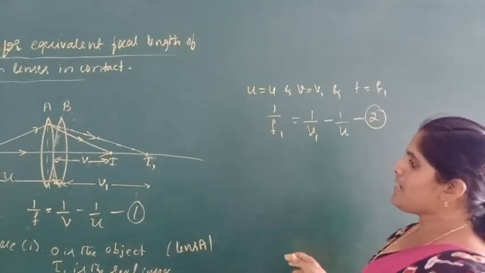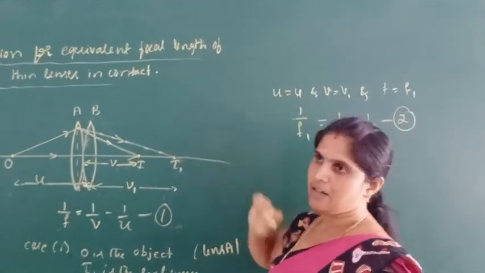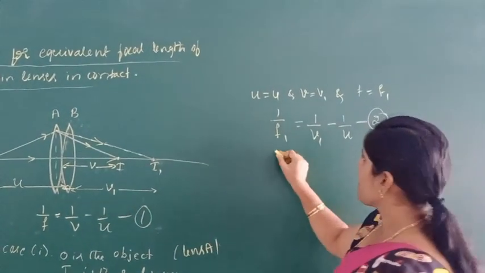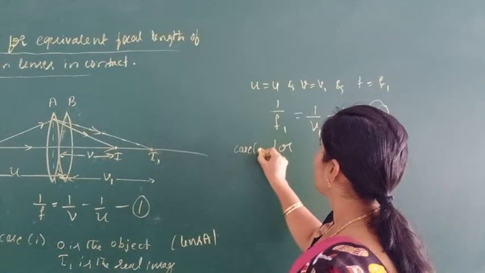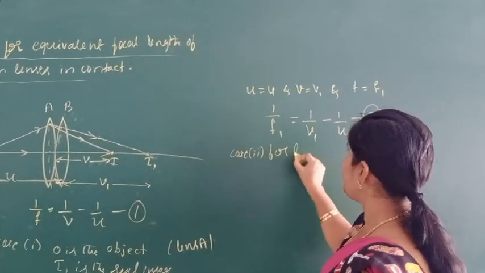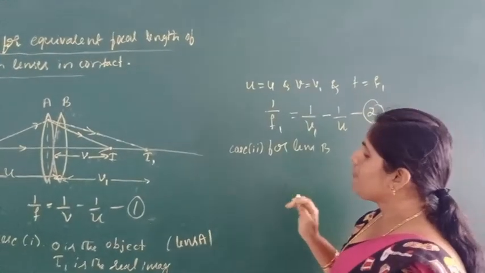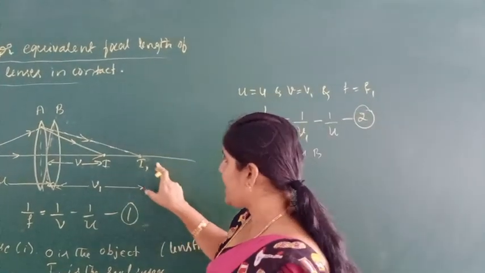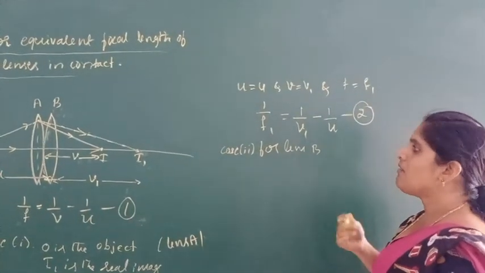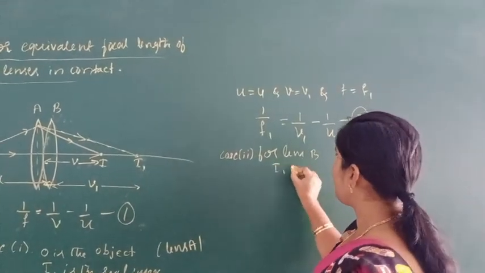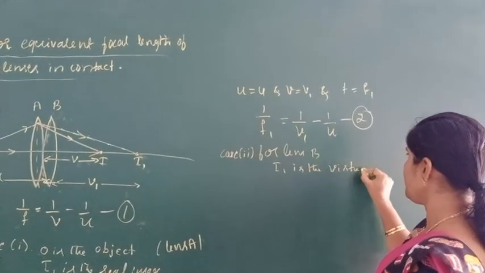Again we apply the same thin lens formula for the second lens, that is B. For the second case, for lens B, this I1 acts as a virtual object. I1 is the virtual object.